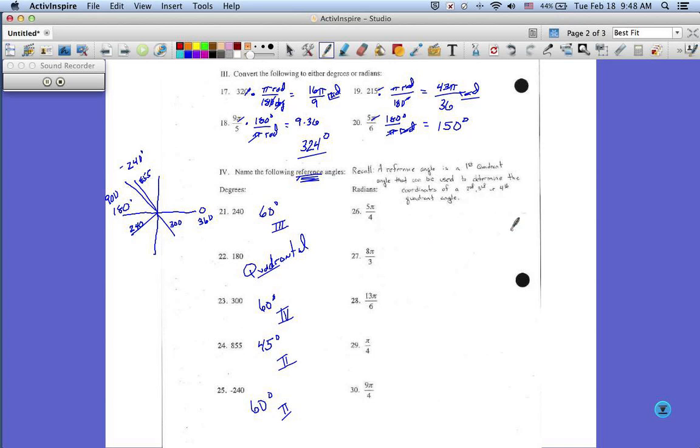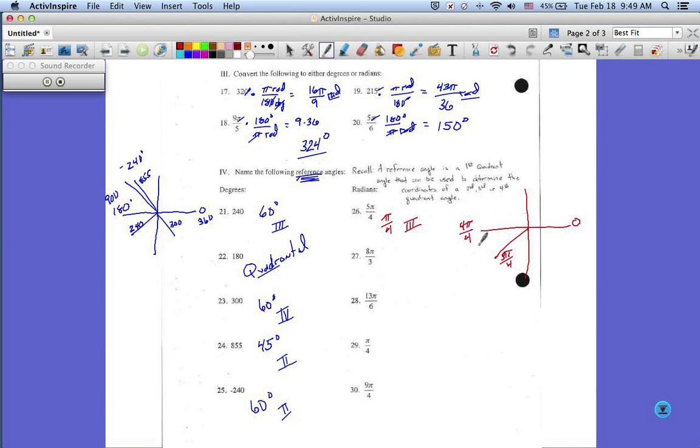So 5 pi over 4. Well, now I'm not looking 0 and 180. I'm looking at 0 and pi. Well, pi is the same as 4 pi over 4. In this case, 5 pi over 4 is just past it. So I'm pi over 4 away, and I'm in the third quadrant.